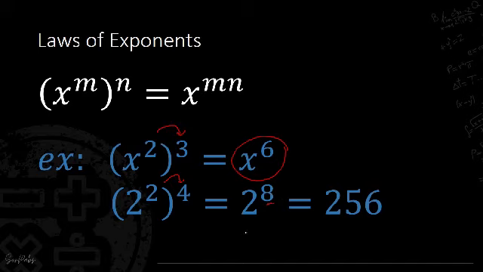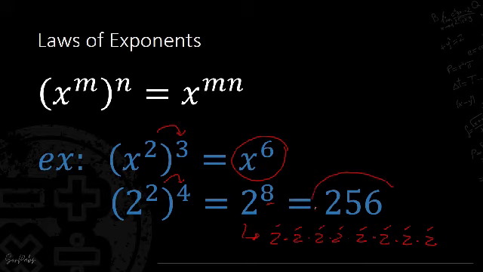So, ang 2 to the 8th power is equivalent to multiply 2 8 times. 1, 2, 3, 4, 5, 6, 7, 8. So, 2 times 2 is 4. And then times 2, 8. Times 2, 16. Times 2, 32. Times 2, 64. Times 2, 128. 128 times 2, 256.